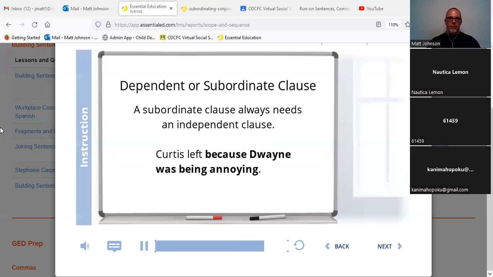The subordinate clause can also go at the beginning, like this. After Curtis left, Dwayne was lonely. The subordinate clause is after Curtis left, and the independent clause is Dwayne was lonely. Do you think you understand the two types of clauses?